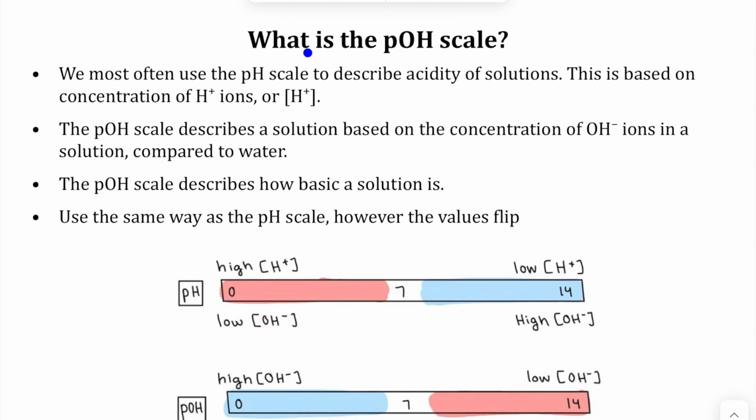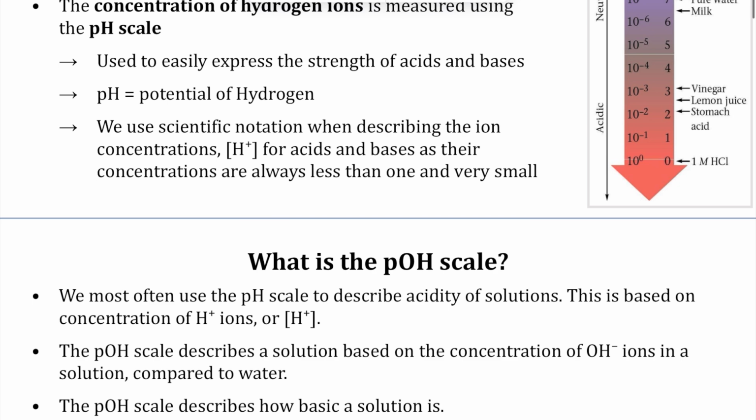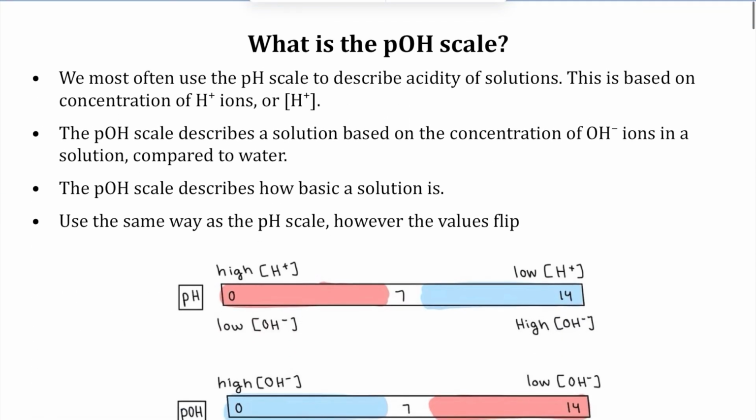So we have the pH scale, but we also have a pOH scale. And remember, pH is potential of hydrogens, and the pOH scale is similar. We most often use the pH scale when we're talking about acidity, and we can use it for talking about bases as well. That's based on the concentration of our H plus ions.